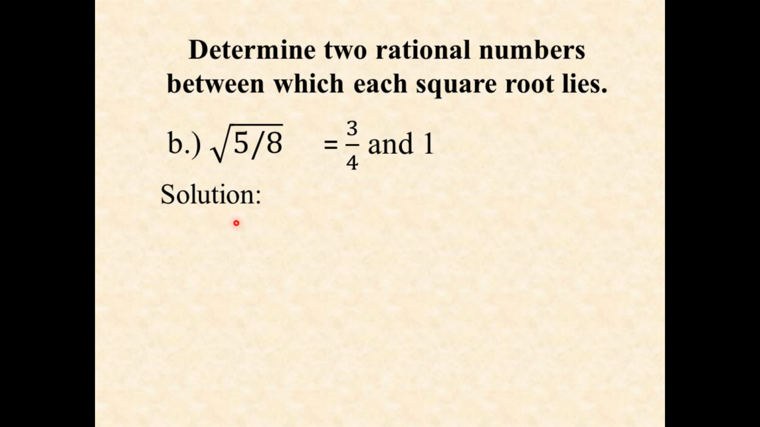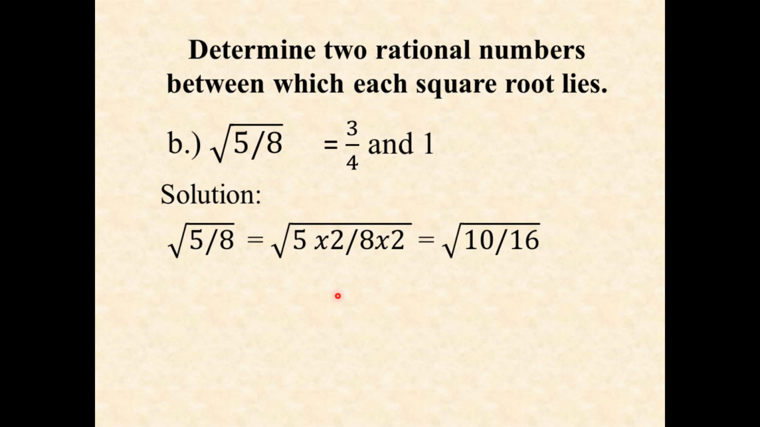So in our next example, the radicand is a fraction. Okay? So square root of 5 over 8 lies between 3/4 and 1. Okay, let us see the solution. First step, we need to make the denominator a perfect square number. So we must think of a perfect square number closest to 8. Right? So maybe we can think of 9, but there is no number that we can multiply by 8 to obtain 9. So 9 is not applicable.